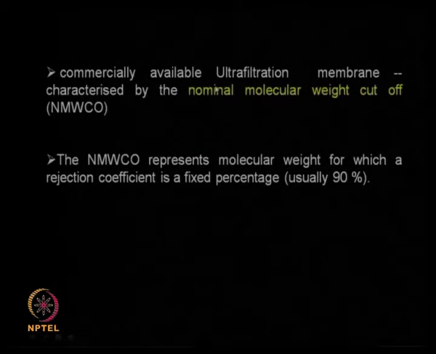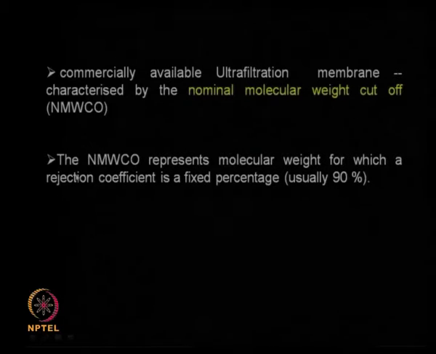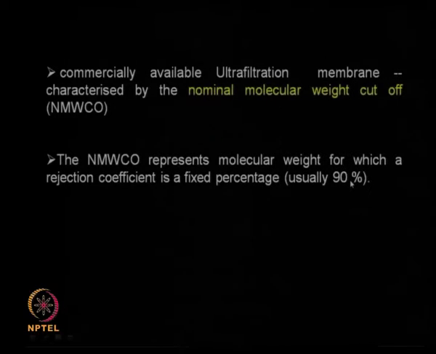So when you are buying an ultrafiltration membrane, they give a term called NMWCO. It represents the molecular weight for which the rejection coefficient is a fixed percentage, that means about 90%, because we cannot talk of 100%, right, that is why we give it as 90%. So molecular weight greater than that NMWCO will get retained or rejected. Retained means about 90% of it gets rejected, okay. So retained or rejected are the same. So this number is characteristic for an ultrafiltration membrane, okay.